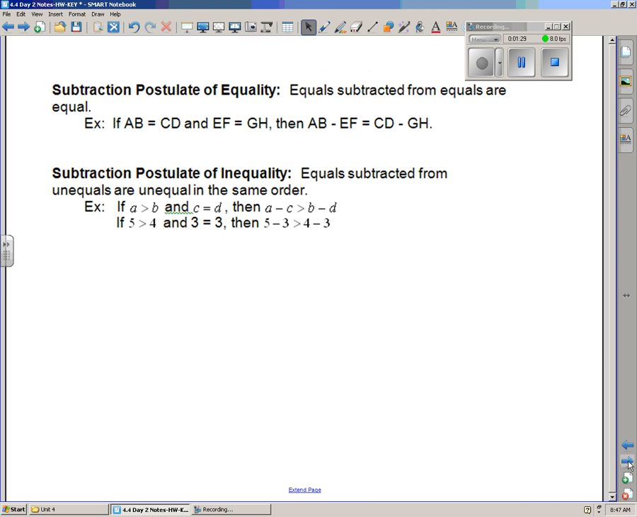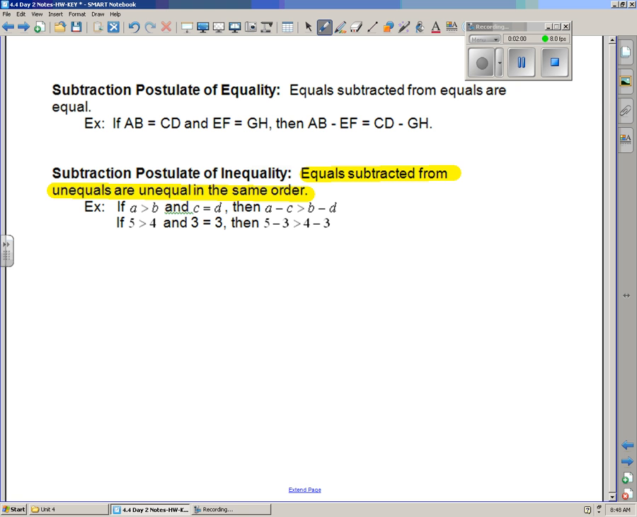Subtraction postulate of equality. We did this about segment subtraction and angle subtraction. Equals subtracted from equals are still equal. Well, now all we're going to do is say if we take away equals from unequals, they're still going to be unequal in that order. So take a look at what's happening now. 5 is more than 4 and 3 is the same as 3. Well, if I take my equals and subtract them from my unequals, 5 minus 3 and 4 minus 3, we're still going to have 5 minus 3 being more than 4 minus 3.